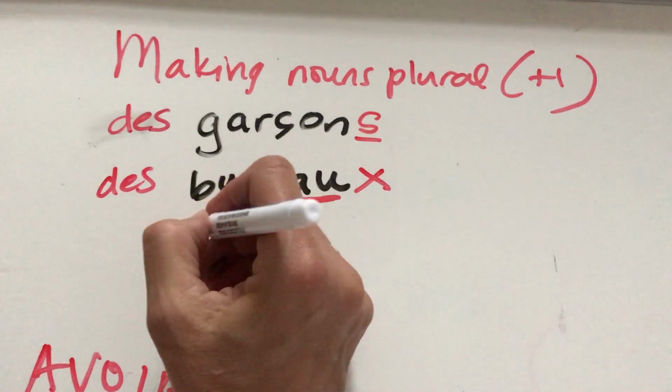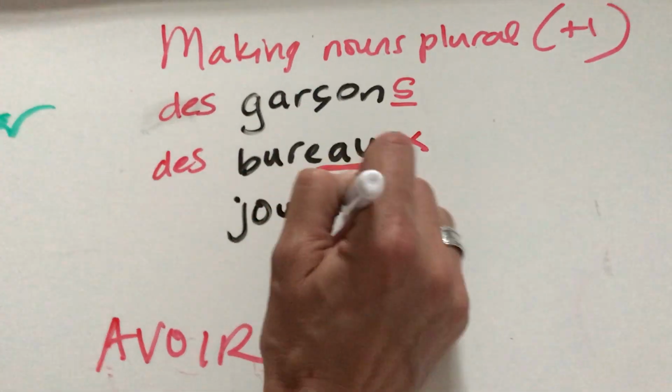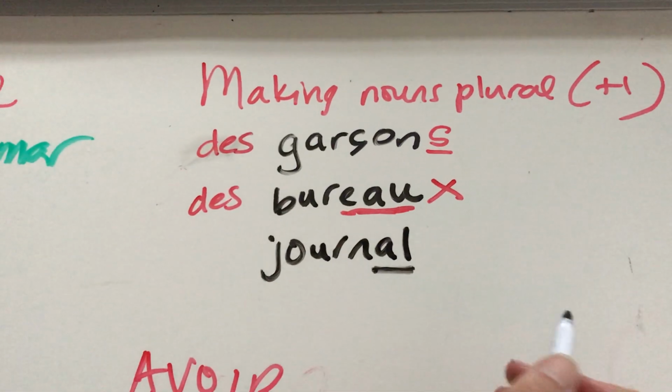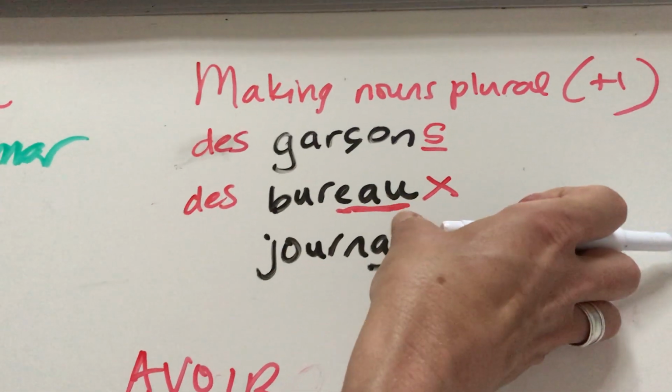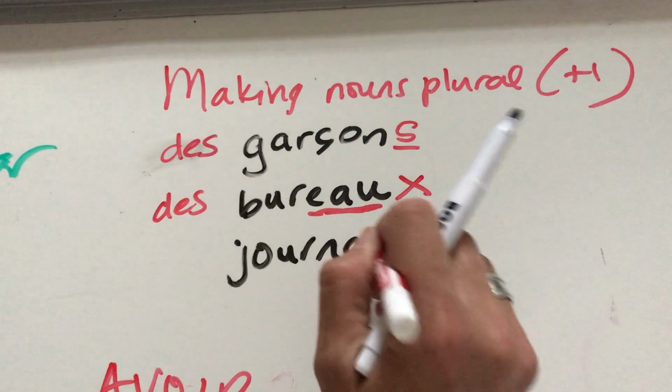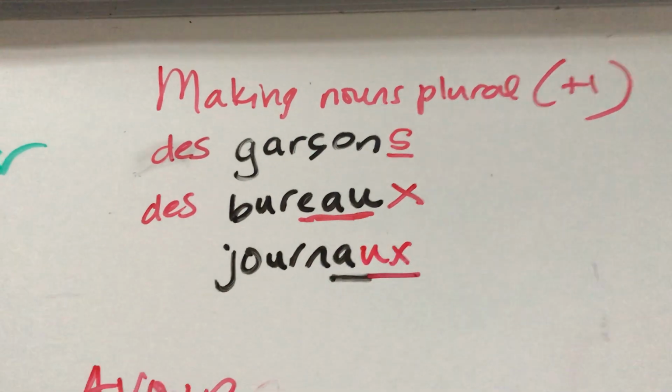Another irregular would be a word like journal. That AL end changes instead of adding an S, and anything that has an AL, like cheval is a horse, we'll take off that L, and then we'll go to an UX.